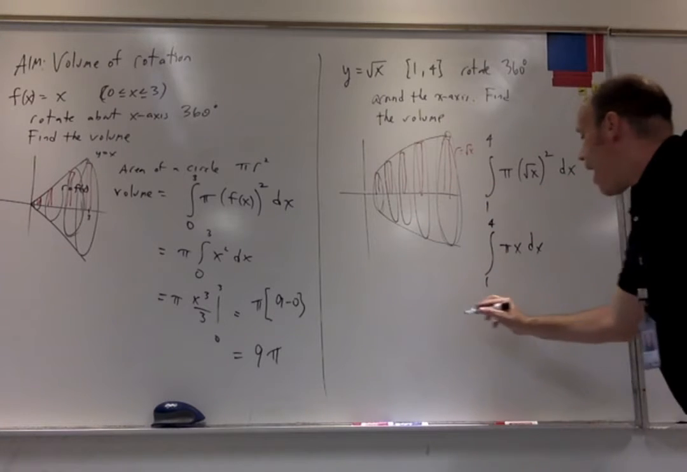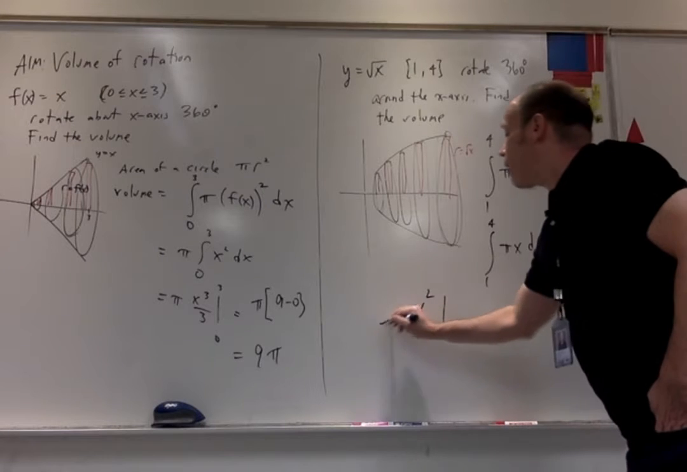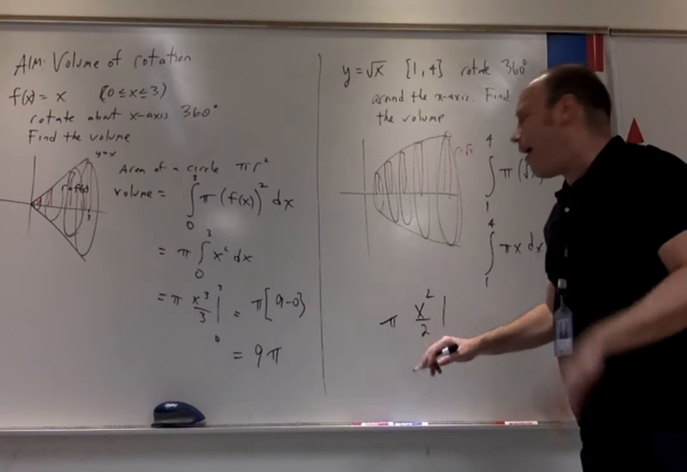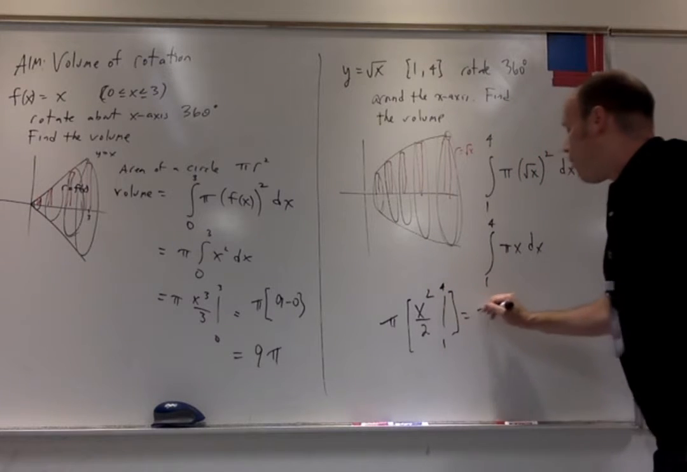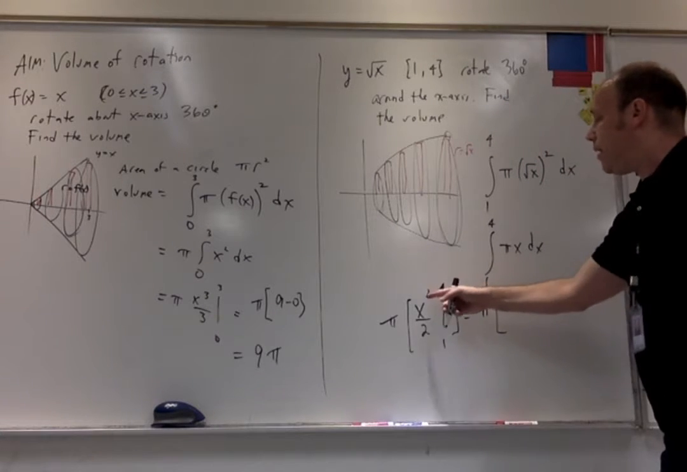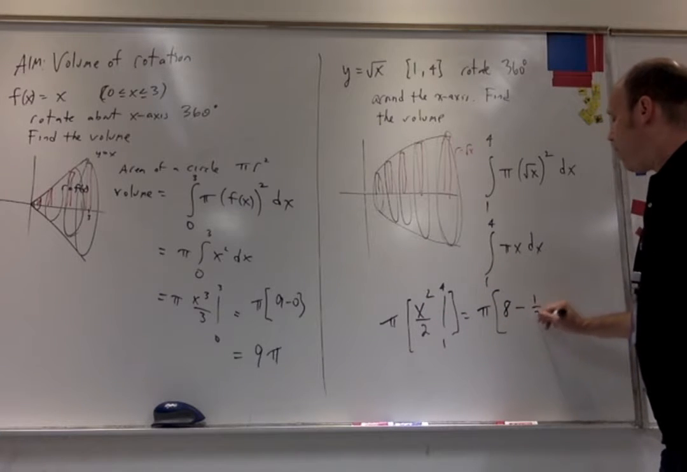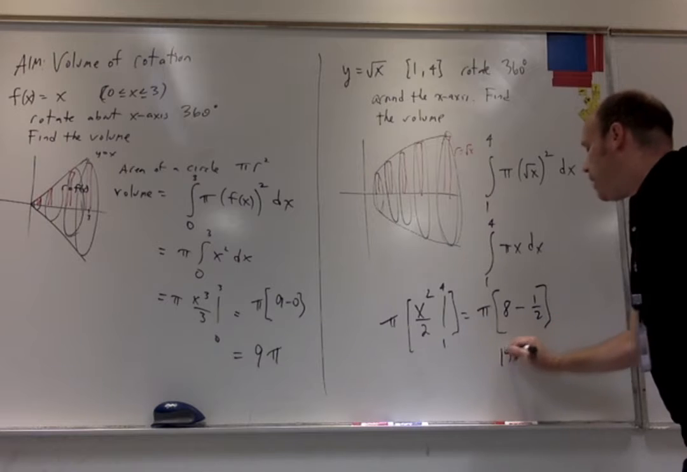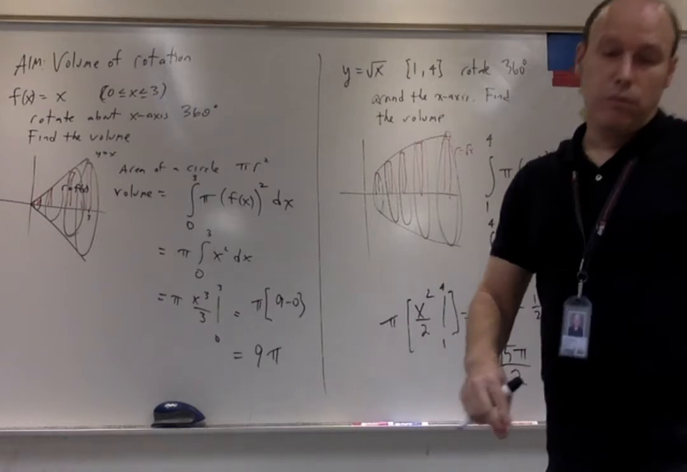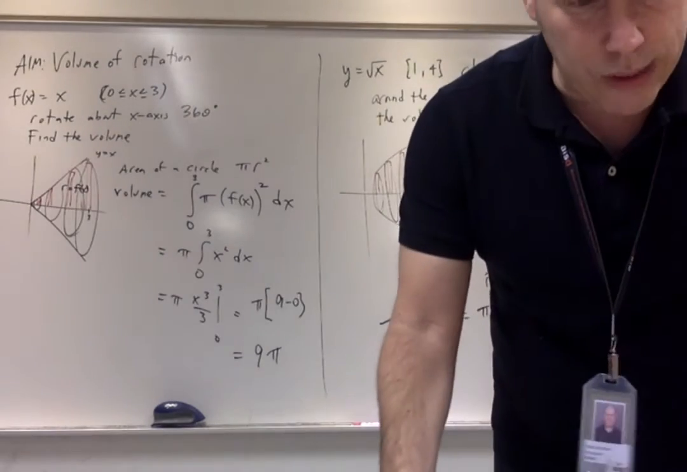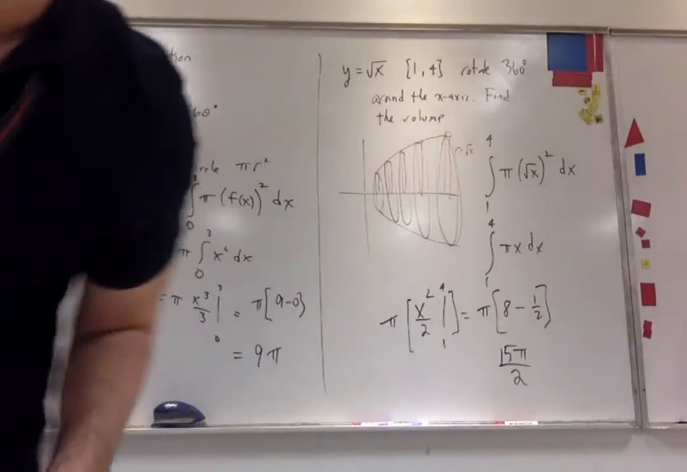So we have x squared over 2. I'm sorry, I forgot the pi. Don't forget the pi. From 1 to 4. So we have pi times, let's see, 16 divided by 2 is 8, minus a half. So it's 15 pi over 2. So we can rotate it around. Let's try another one. Let's try one with trigonometry.